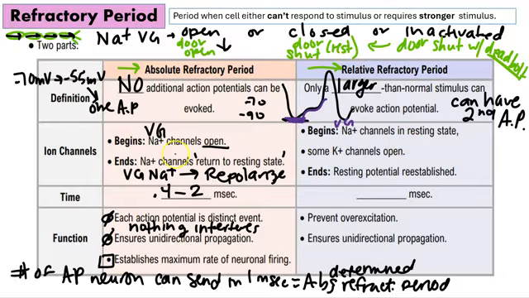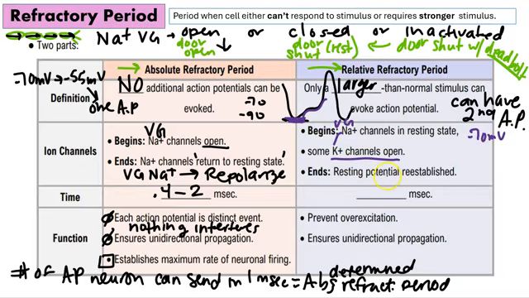Well, we're still dealing with it beginning where the absolute refractory period ended. So the absolute refractory period ended when we repolarized back to the negative 70 millivolts, right? So that's going to be the same thing we see here. So we're going to start at rest in a resting state due to repolarization. That's going to be negative 70 millivolts, okay?